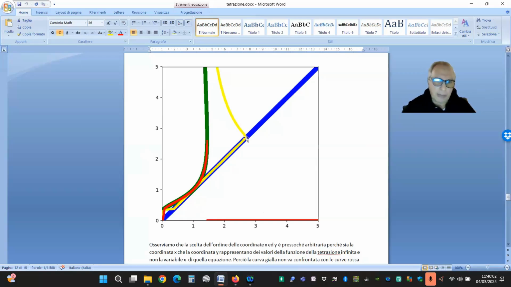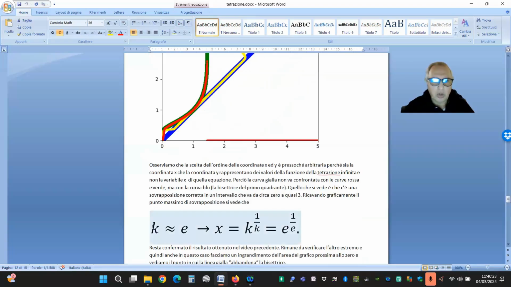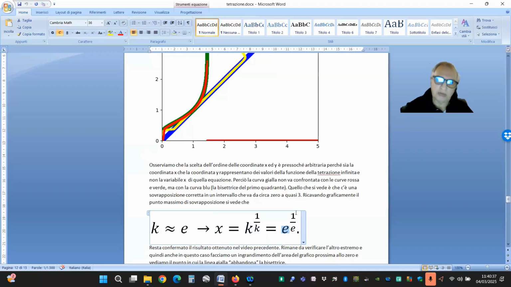The important problem is that there is a coincidence with the bisector only in this interval here. So starting from the upper limit, we have 2.7. At this point, we more or less already have an idea of what we will find. 2.7 as the maximum value, and therefore our k equals a, for which we will have an x, which is expressed by k raised to the power of 1 over k, equal to e raised to the power of 1 over a, which was the upper limit of the previous interval.